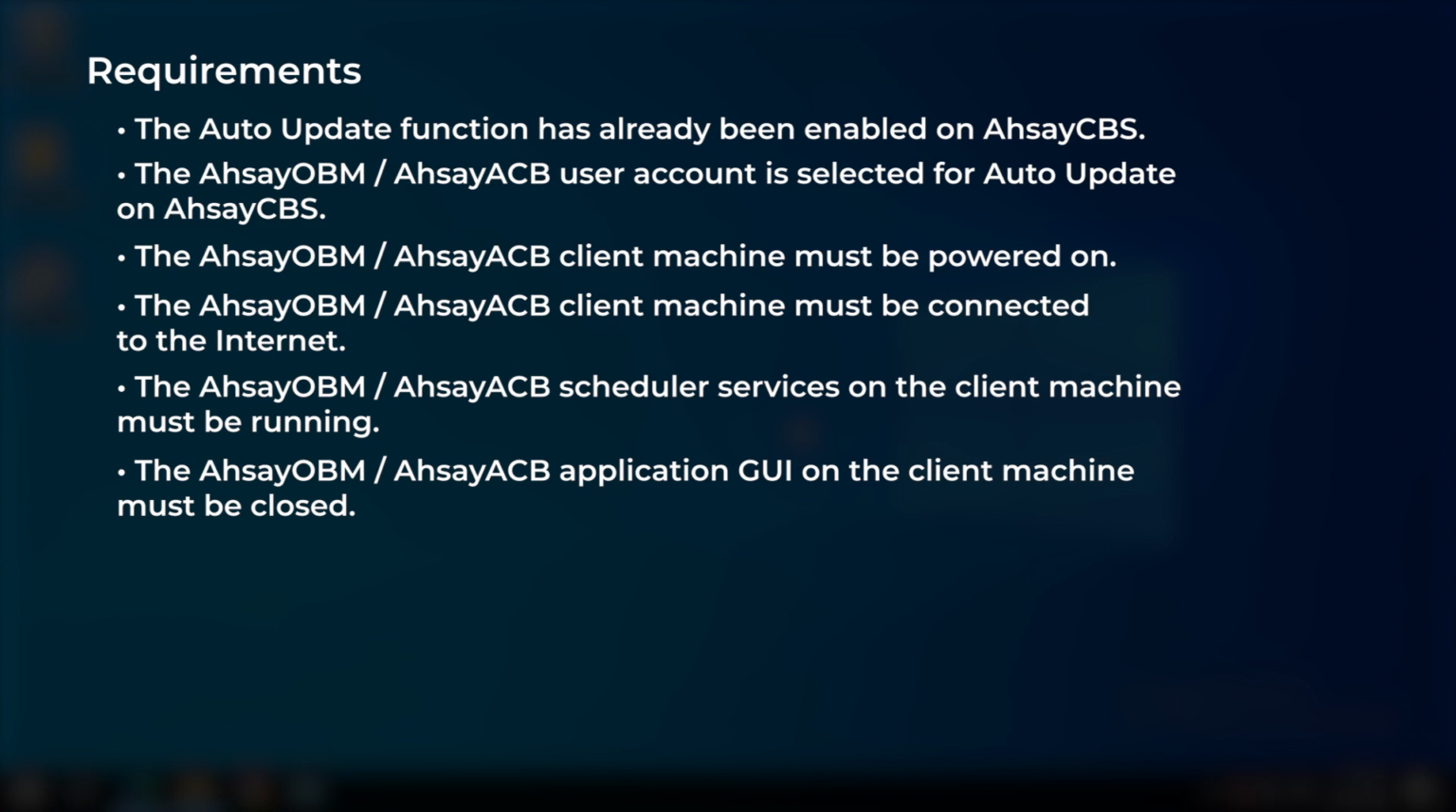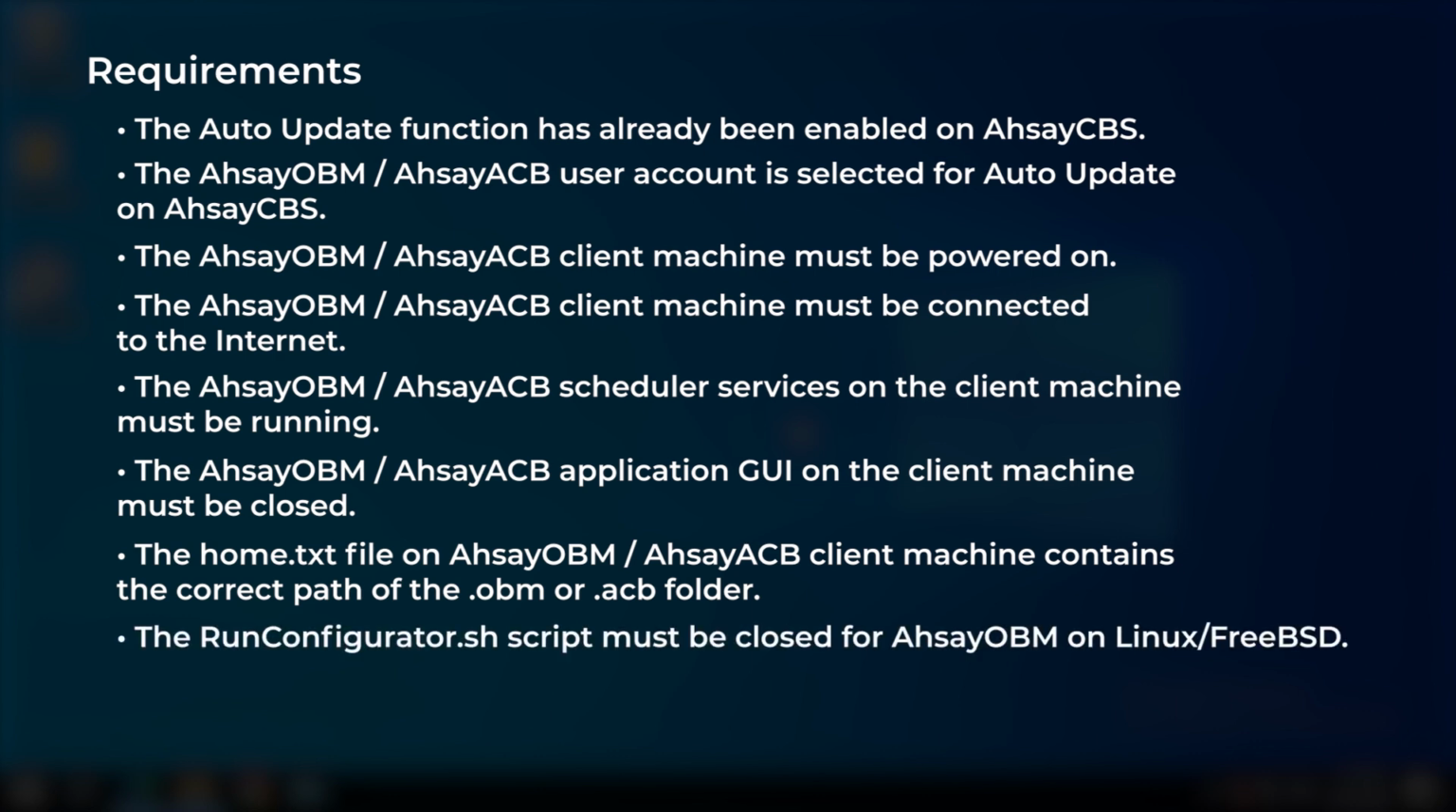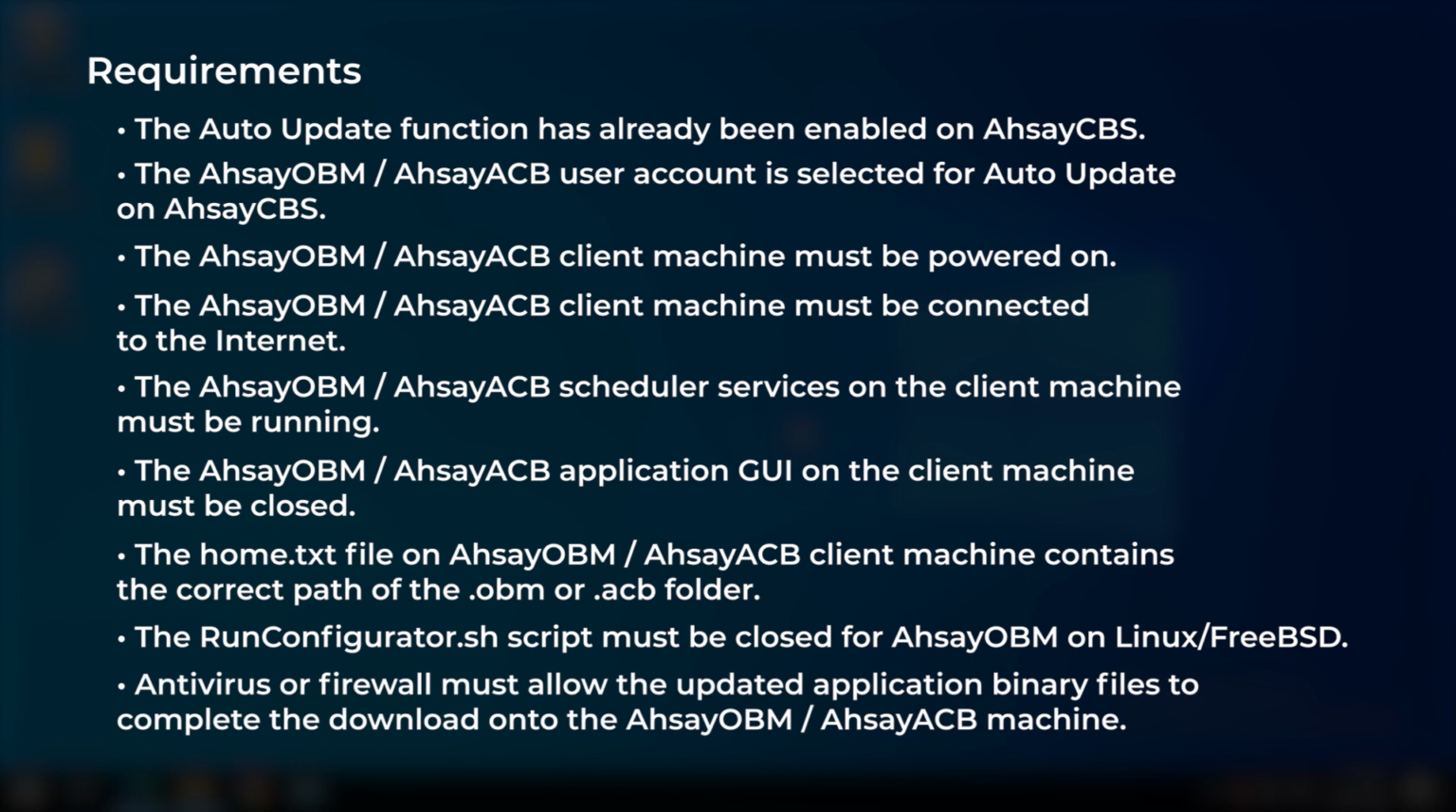The AhsayOBM or AhsayACB application GUI on the client machine must be closed. The home.txt file on the AhsayOBM or AhsayACB client machine contains the correct path to the .obm or .acb folder. The runconfigurator.sh script must be closed for AhsayOBM on Linux and FreeBSD. Antivirus or firewall must allow the updated application binary files to complete the download onto the AhsayOBM or AhsayACB machine.